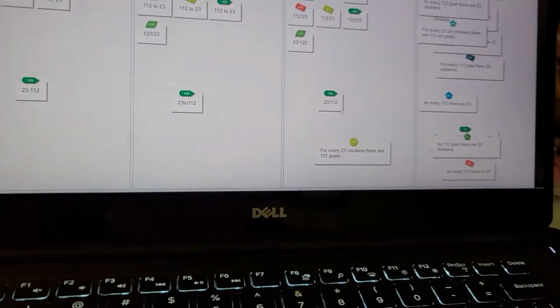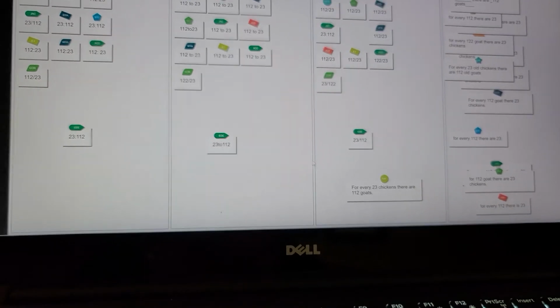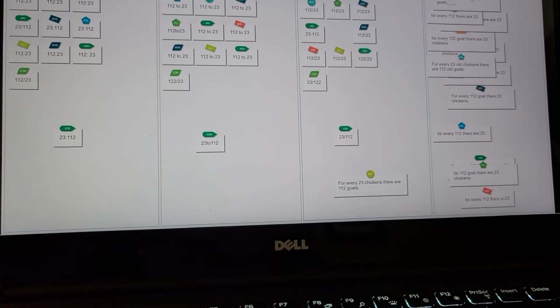And the reason is because it asked for chickens first and then goats, even though the story told you that there was 112 goats first. The units must match.